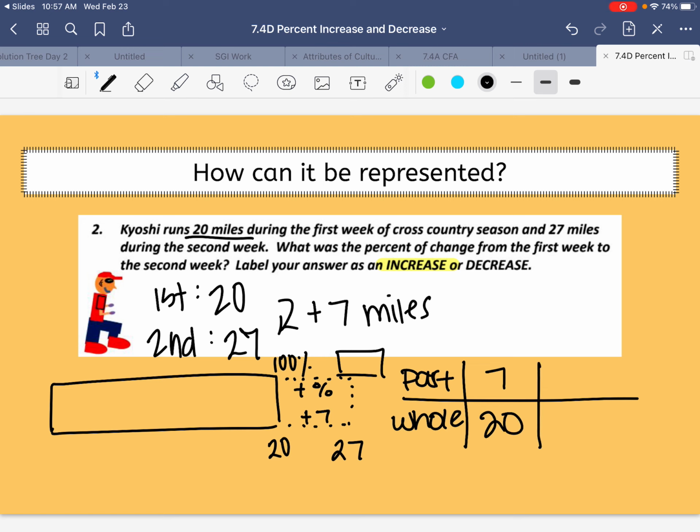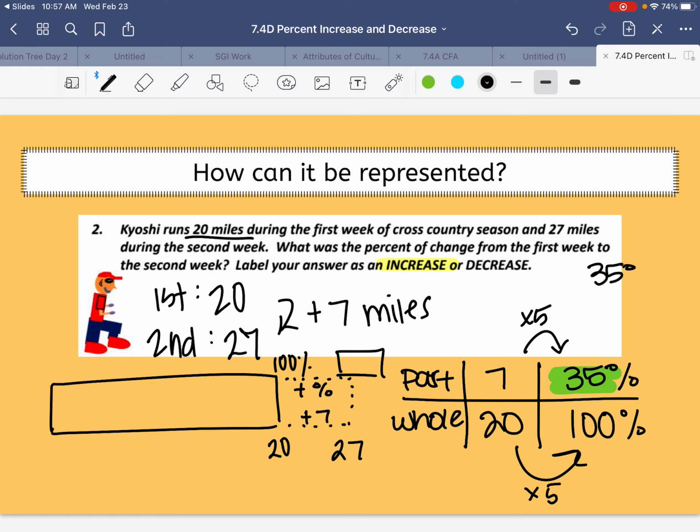And I'm looking for what part, or what percent, that is out of the original 100%. And when I solve ratios, I know I'm looking for multiplicative relationships. And I see a between relationship that from 20 to 100, I can multiply by 5. So 7 times 5 would give me 35%. So it was a 35% increase.